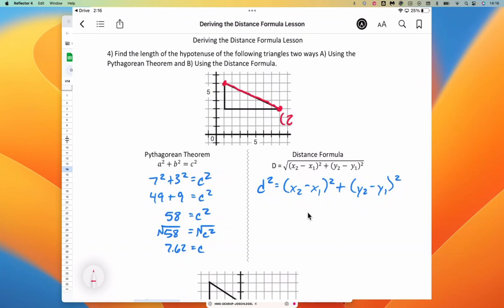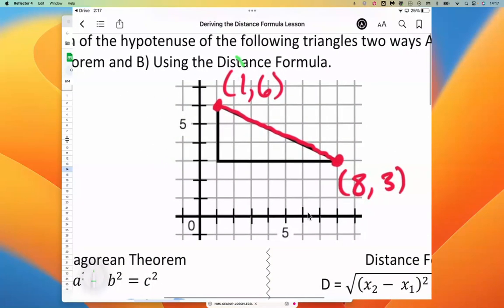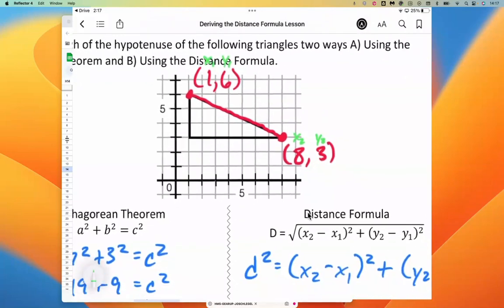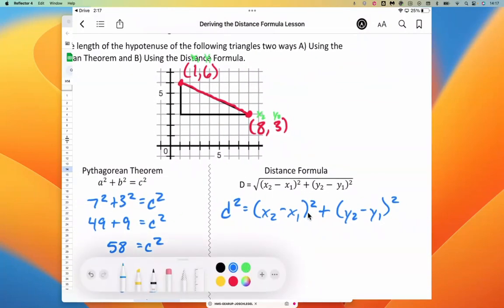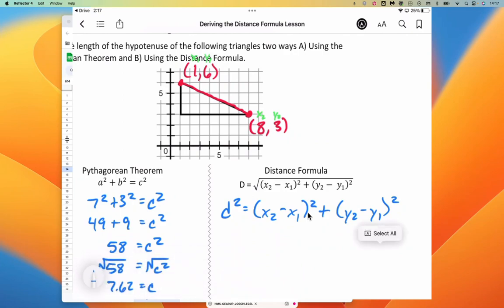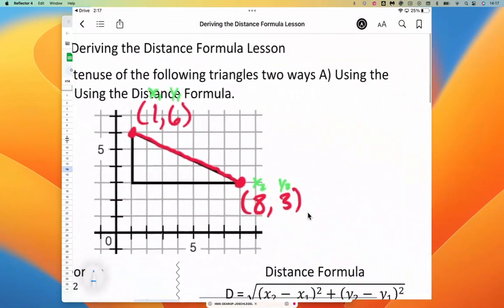That's going to be at 8, 3. This other point is going to be at 1, 6. And then we're going to go ahead and label them. We'll call this x1, y1, x2, y2. And again, you could reverse the order of those. It's not going to matter which one is x1 and which one is x2, as long as the 2's are together and the 1's are together.